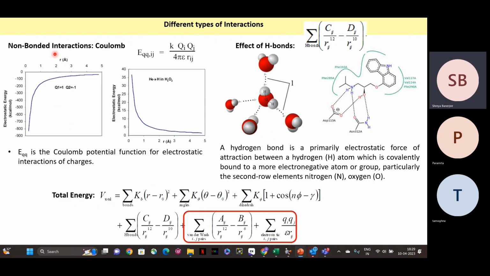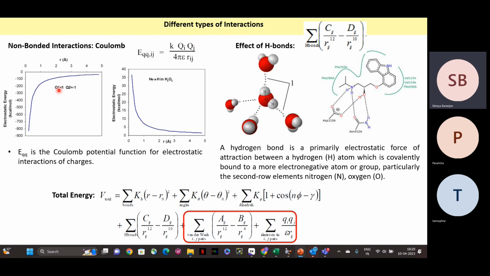There are other kinds of non-bonded interaction, like the Coulombic interaction, which is basically the electrostatic interaction, and it depends on Q1 and Q2, the two charges of the atoms. So if there are two atoms, i and j, Qi and Qj is the charge of each atom, and the energy is directly proportional to these charges, and it is inversely proportional to the distance between the atoms.